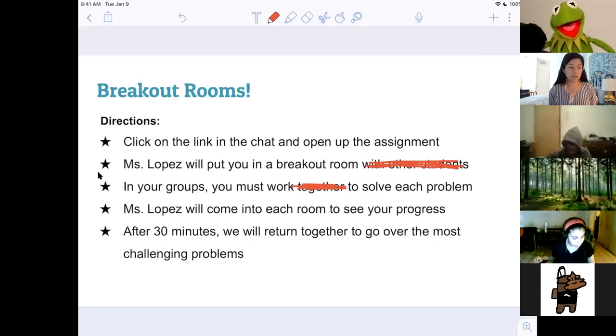And then I'll come into your rooms to see how you're doing. I'm going to come to each and every one of you and try and see what you personally are struggling with. So this is an opportunity to talk to me without anybody else in the room. We can have a private conversation. And if you're having any issues with anything, I can try and help you out.